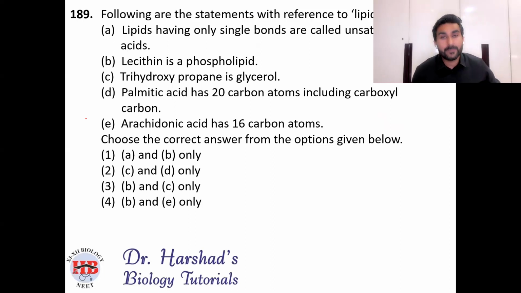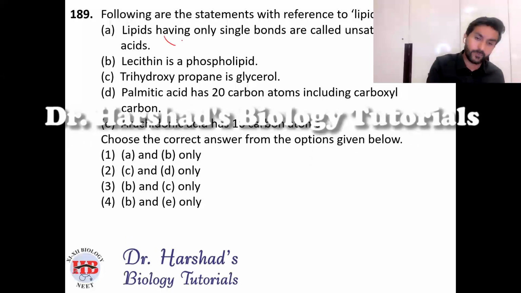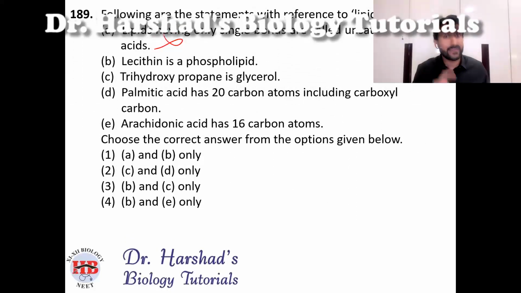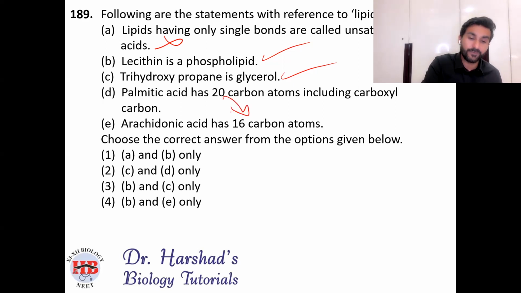The question statements: lipids having only single bonds are called unsaturated fatty acids. Wrong. Lipids having double bonds are unsaturated fatty acids. Lecithin is a phospholipid. Correct. Trihydroxypropane is glycerol. Correct. Palmitic acid has 20 carbon. Arachidonic acid has 16 carbon. In fact, they have reversed it. So both these statements are false.